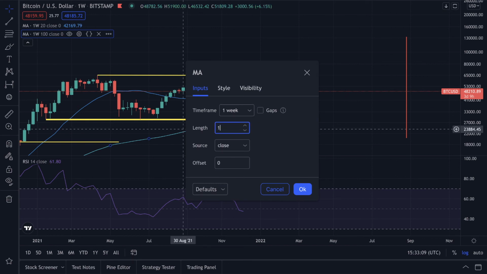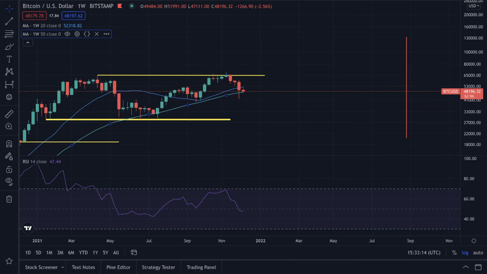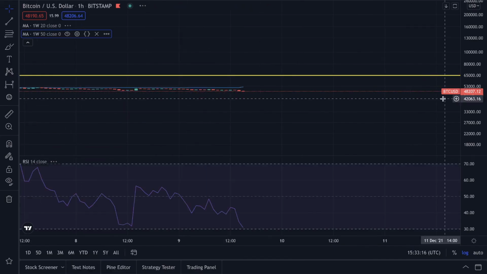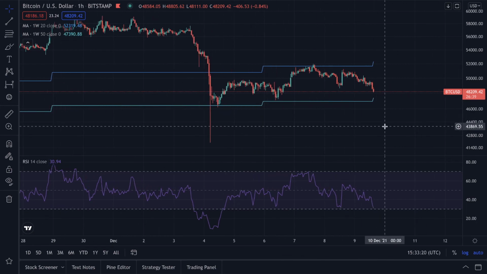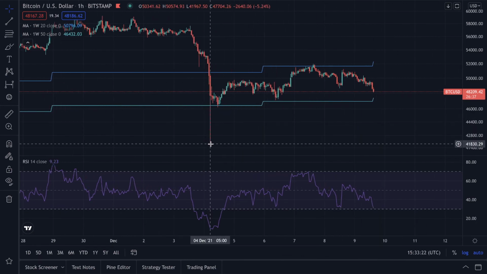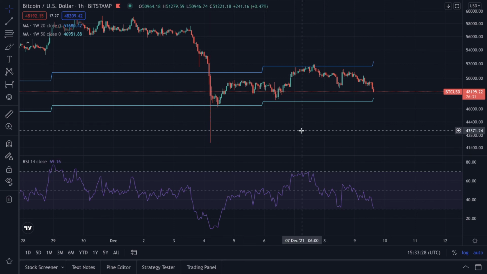Considering what Bitcoin is doing on the hourly, if we flip it back to the hourly, you can see that we're pretty low on the RSI already. We're at 30.94. Obviously, it can get much lower, like we saw on the 4th, where the RSI went to 9 on the hourly.